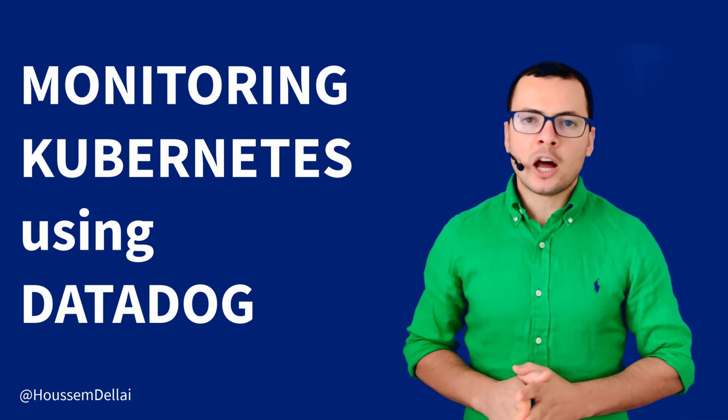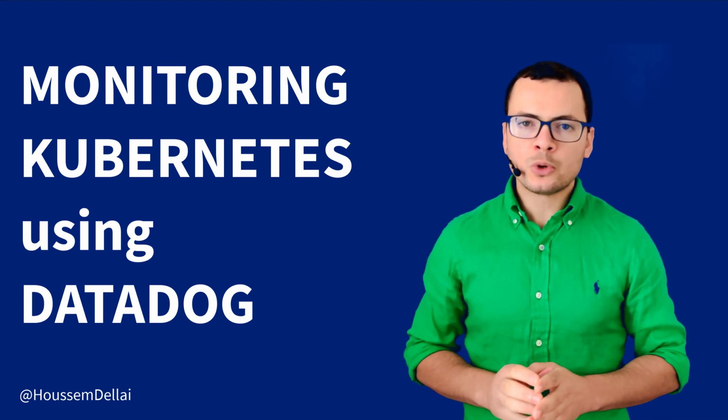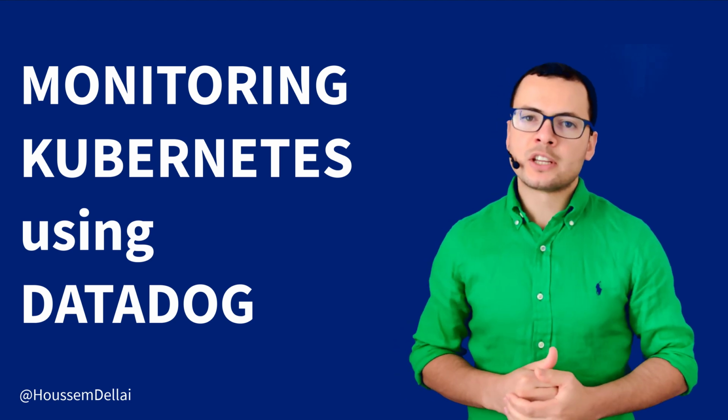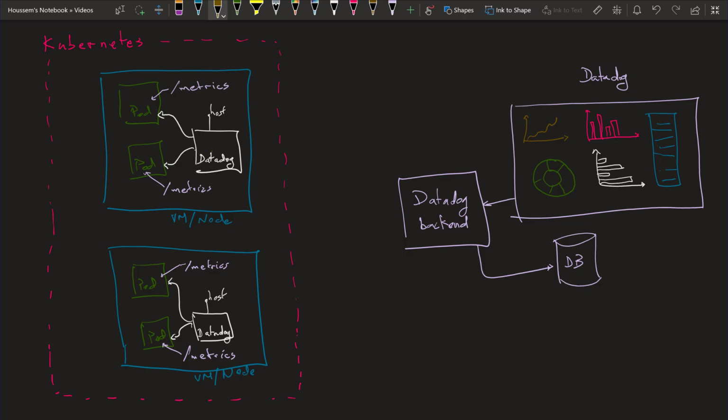In today's demo, I'll walk you through how we can configure our applications to expose some custom metrics on slash metrics, for example, and then we configure Datadog to collect those metrics. Let's see how we can collect metrics from our applications running inside Kubernetes using Datadog.